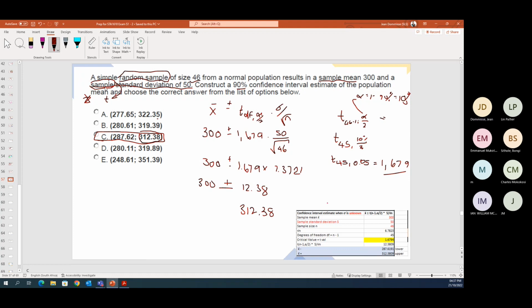But I think the most important, it is a T that we're working with. When we do the T, we need to remember to get the degrees of freedom, and we need to see what alpha is. So that is the most important thing in this one, was how to get that value. Okay, then the rest is standard how we calculate it.